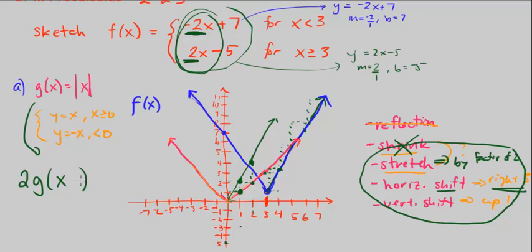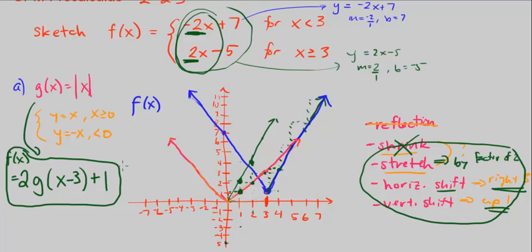Horizontal shift right by 3 means we want to subtract 3 from the input, right? Because that's going to shift it to the right by 3. And up by 1 is going to be adding 1 here, okay? So if our absolute value function is g of x, then our function in blue, f of x, is going to be defined as 2 times g of x minus 3 plus 1, okay? So that's how we did it. We saw the stretch, the shifts, and we plug them into our g of x here.